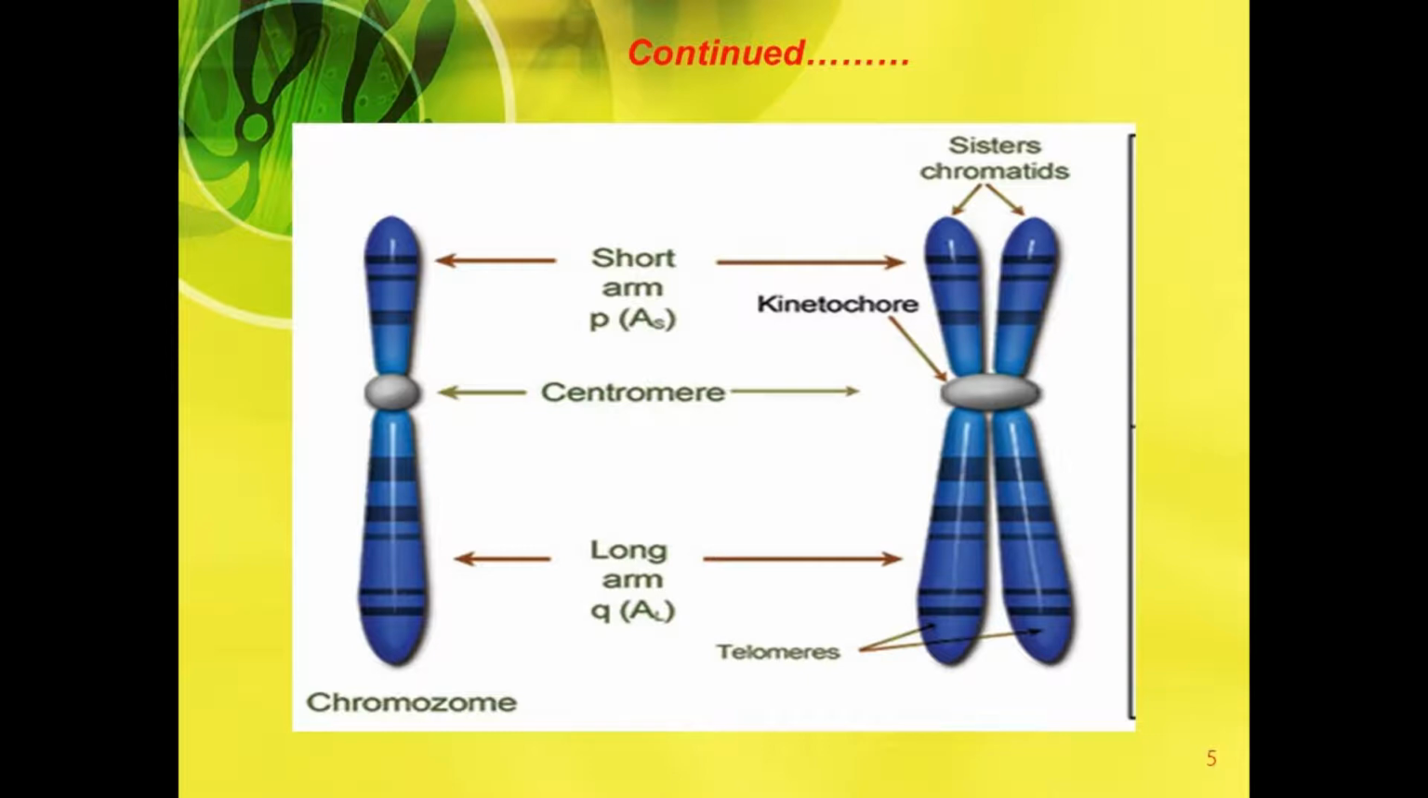Kinetochores are the attachment points for spindle fibers, which help to pull apart the sister chromatids as mitosis proceeds to the anaphase stage. The kinetochore is a complex of about 80 different proteins. The shorter of the two arms of the chromosome extending from the centromere is known as the P arm, while the longer arm is known as the Q arm.